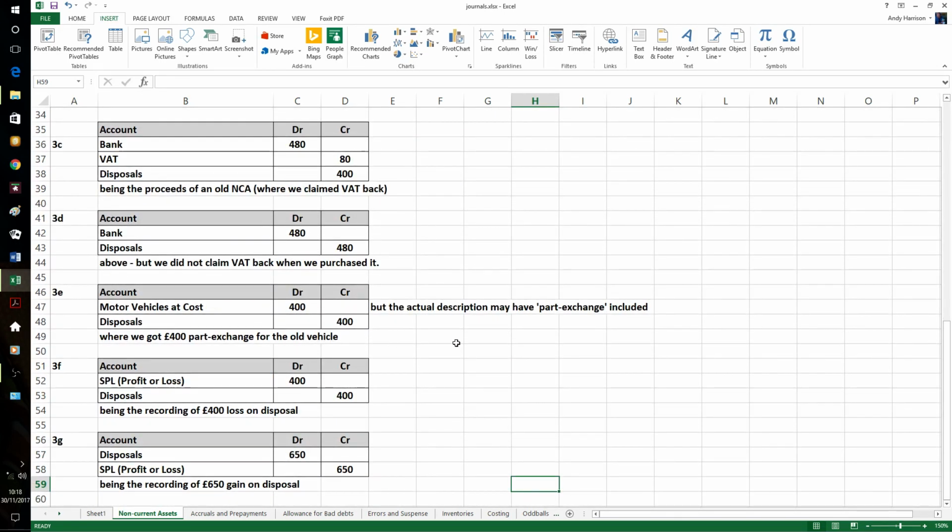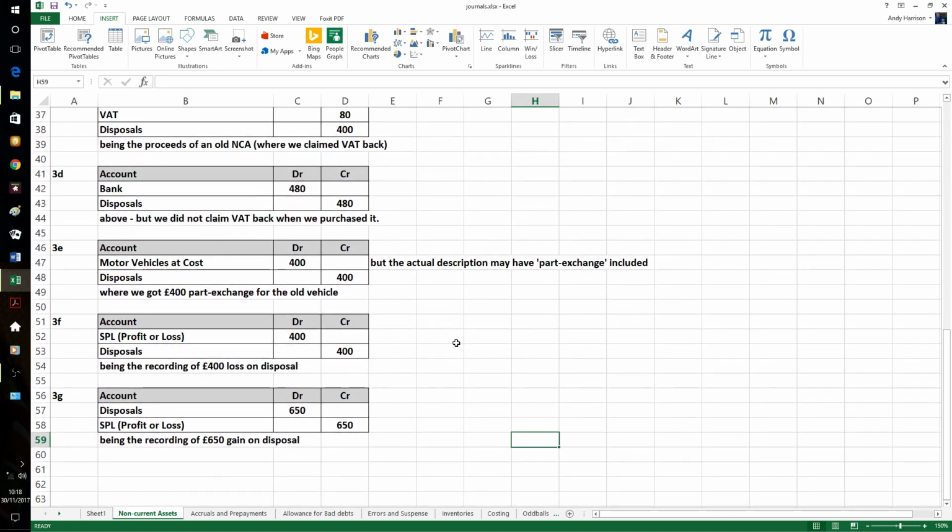to disposals. And then at the end of the year, because we might just do it as one fell swoop with all our disposals at the end of the year, if we made a loss, it's debit profit or loss, credit disposals, and the opposite way around, credit profit or loss because it's income, sundry income, debit disposals if we've made a gain.